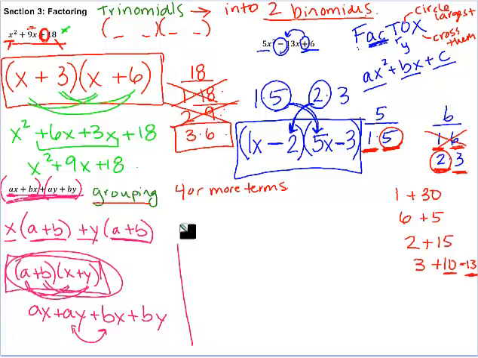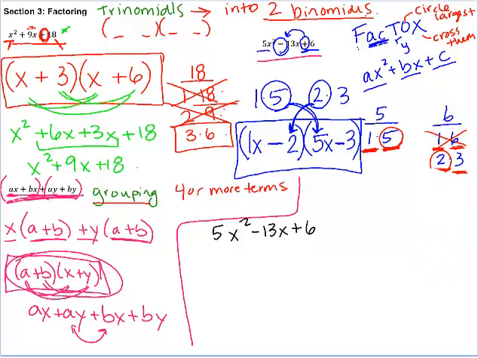Now this is actually going to take us back to this trinomial here, and another way you can factor these is by grouping. So what you want to do is think of your factors of 5, which we know are 1 times 5. Let me just erase this right here. So our factors of 5 are 1 times 5, and our factors of 6 are 1 times 6 and 2 times 3.